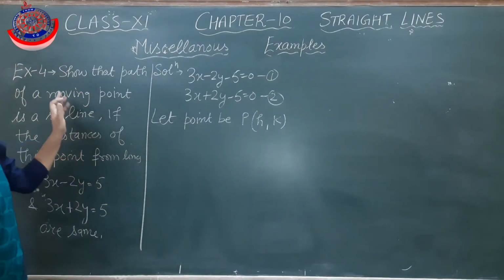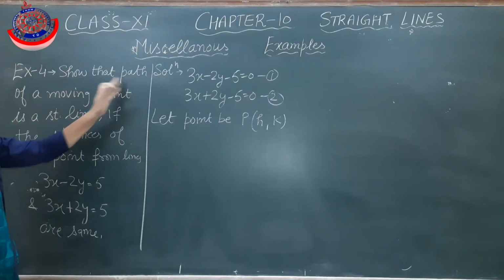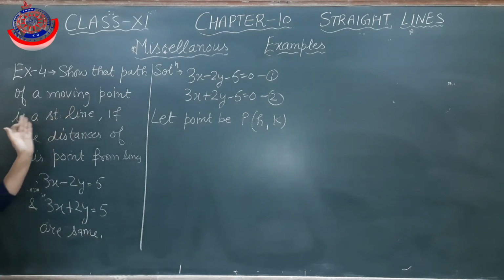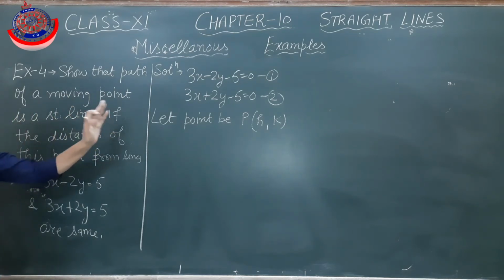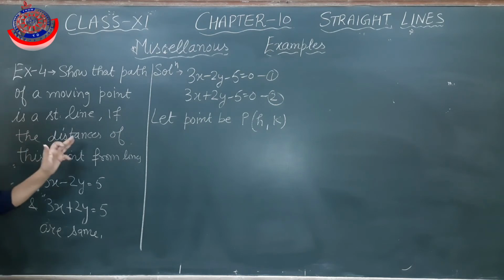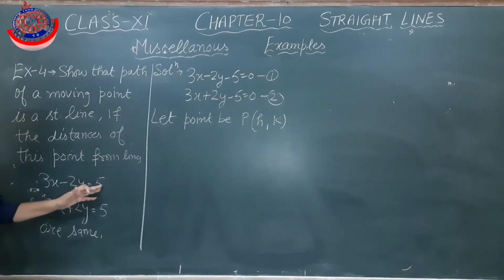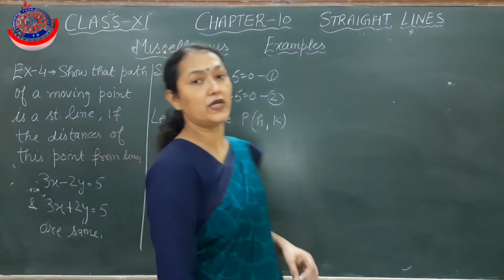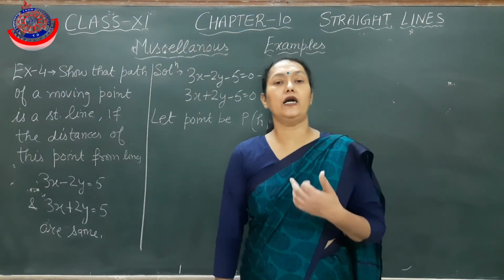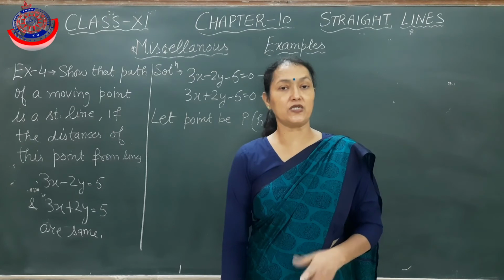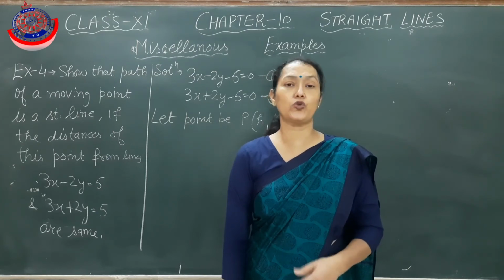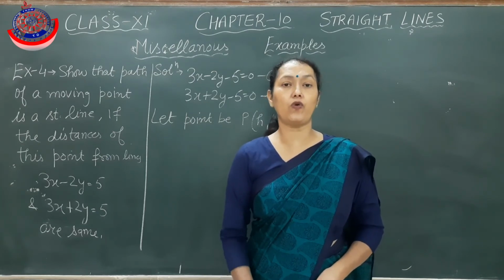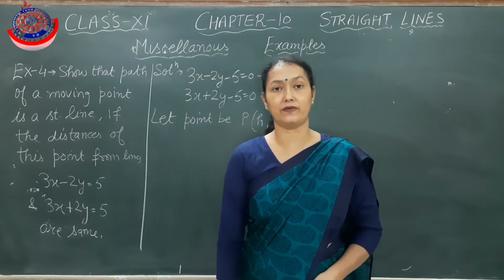In the next question, they are saying, show that the path of a moving point is a straight line if the condition given is that the distances of this point from the lines 3x minus 2y equals 5 and 3x plus 2y equals 5 are the same. So what is given to us? If a point is having the same distance from two straight lines, then we have to show that this point will also lie on a straight line.